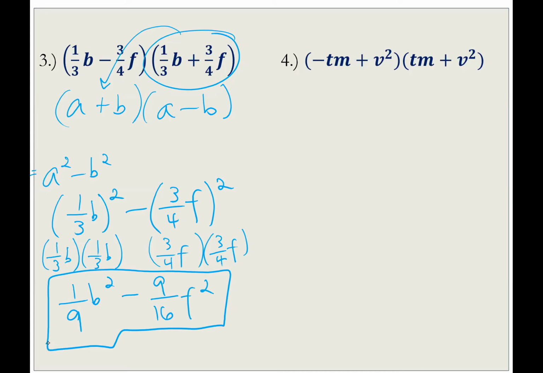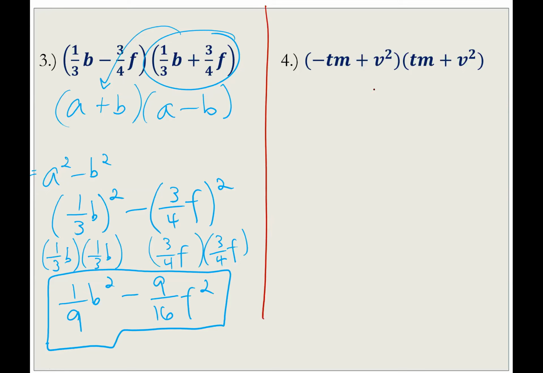1/9 b squared minus 9/16 f squared. So I totally skipped over FOIL. You absolutely could FOIL for this one. You'd have 4 terms with fractions instead of 2, and we just kind of bypassed a lot of the simplifying that would have needed to happen. So FOIL is fine, but I think for these problems, it is to your benefit to use the formula if you can remember to do it.